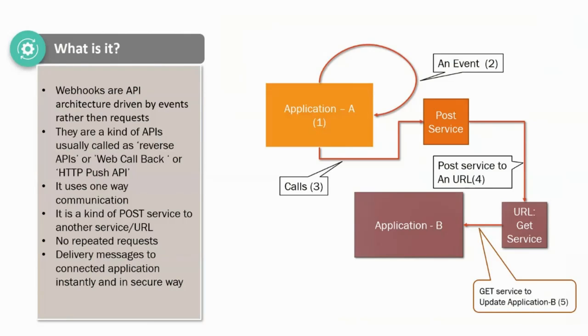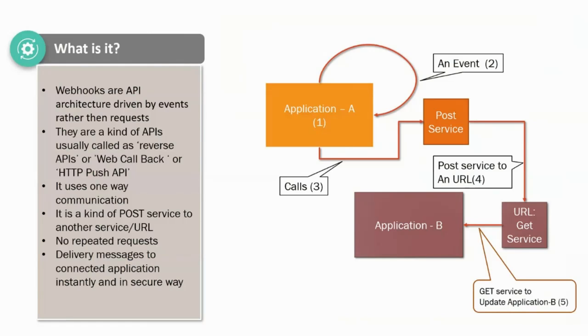Instead of making repeated requests through API calls to another application for data or a response, an application can sit back and get the data or response from another application without any effort. They deliver messages to the connected application instantly and in a secured way upon an event. If you want to automate your application landscape or business, you need a way to make your applications talk to each other. To help in this process, webhooks are really helpful.